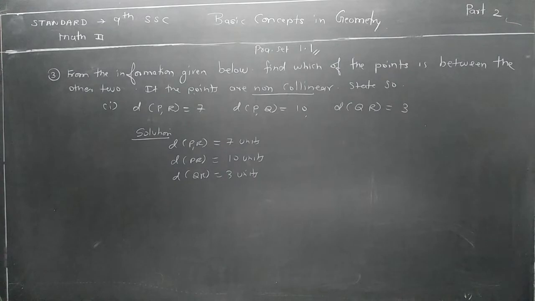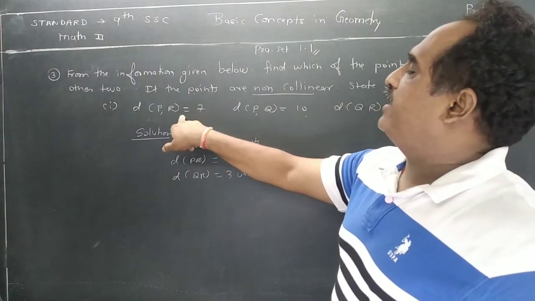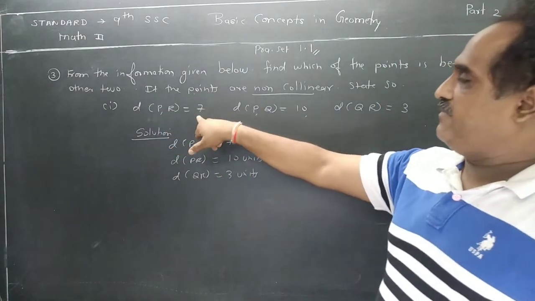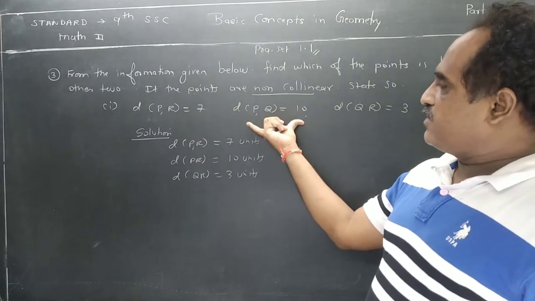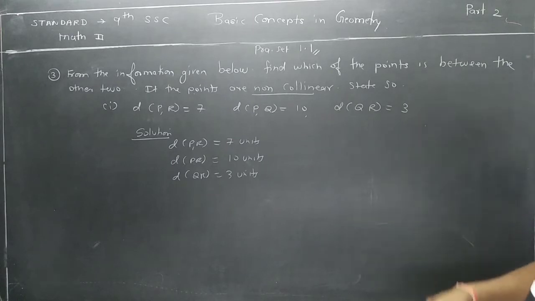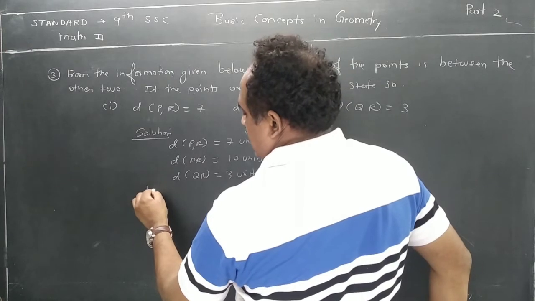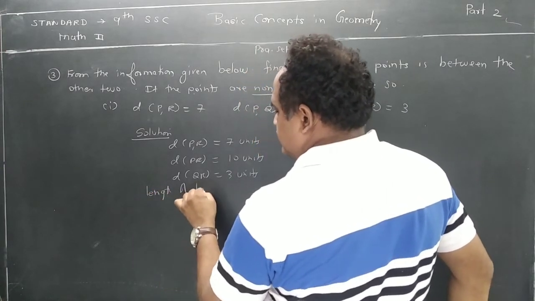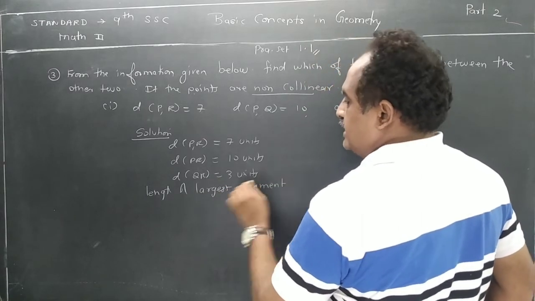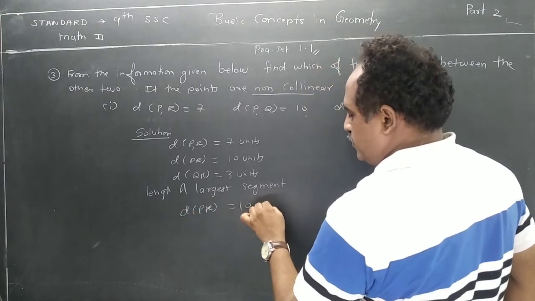So we have to judge which one is the largest segment. I think it is PR, the distance between 2 points. This segment is 7 units, this is a segment of 10 units, and this is a segment of 3 units. Length of largest segment, that is distance PR, is equal to 10 units.